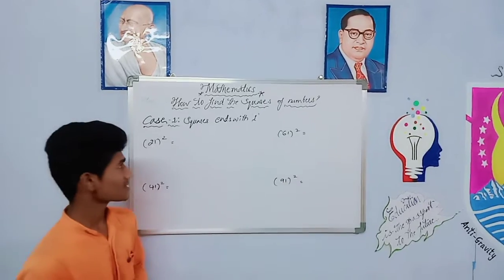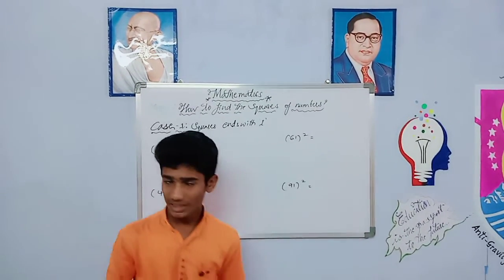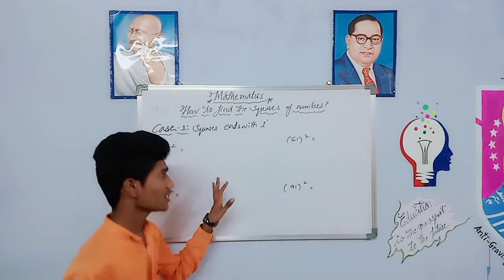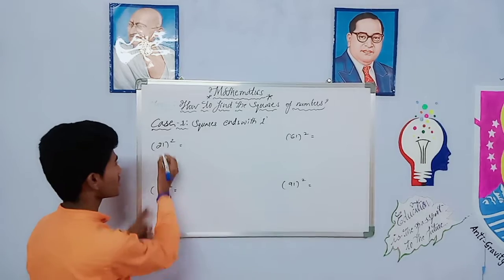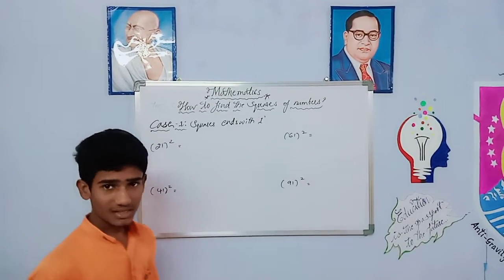In the second case, the squares which end with 1. In case 1 we learned about the squares which start with 1. Simple. Here, ending with 1. By observing, you can say that the squares are ending with 1.